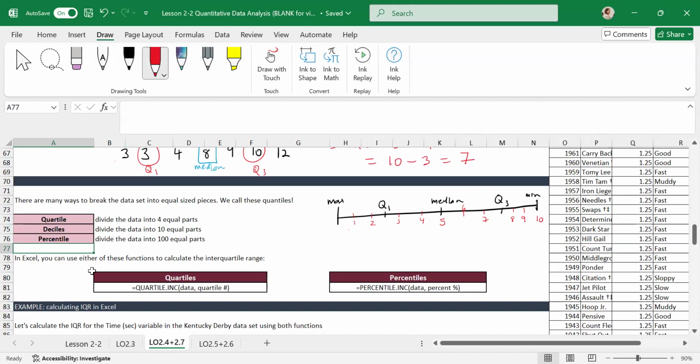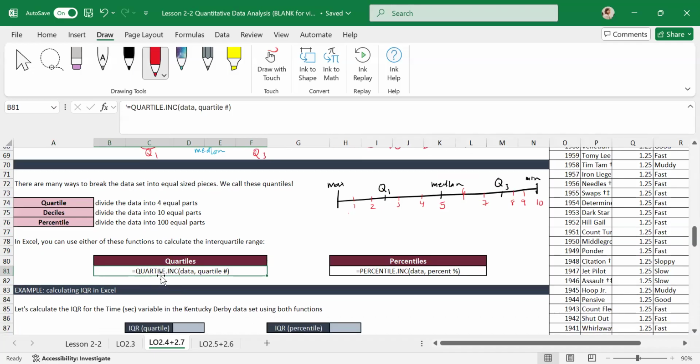In Excel, they have functions for these things. They have a specific function for the quartiles called quartile.inc. Inc means that the max and the min are included in the calculation. You put in the data set, so whatever range your data is found in, and then you put in what quartile number you're looking for. For example, 3 would be for the third quartile, 1 would be for the first quartile, 2 would be for the median. A really similar formula that can do the percentiles would be percentile.inc, where you put in the data and then what percent of it you want.